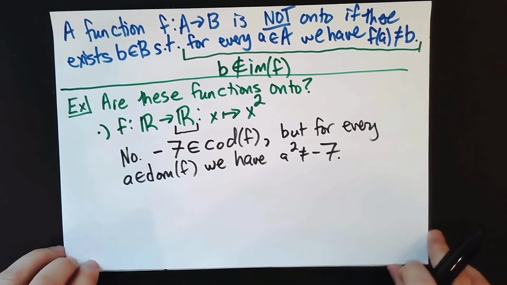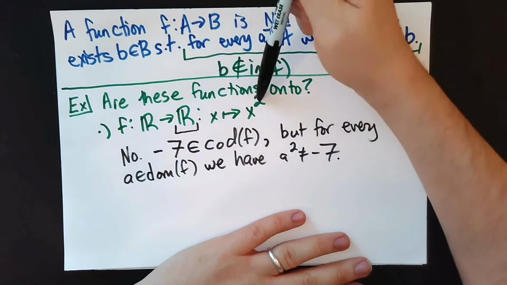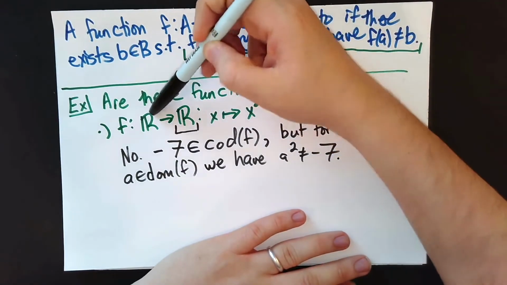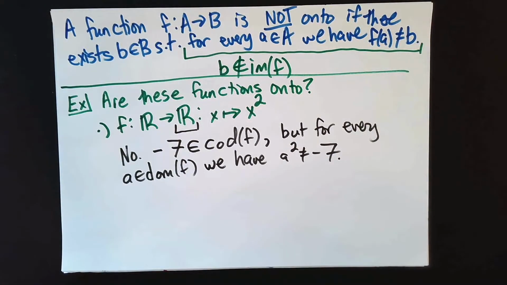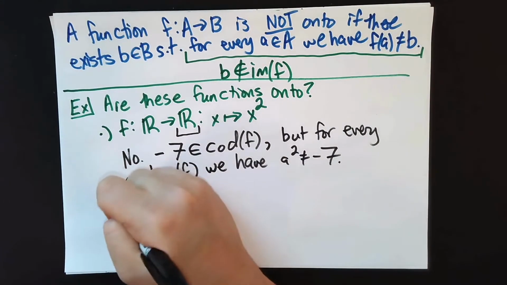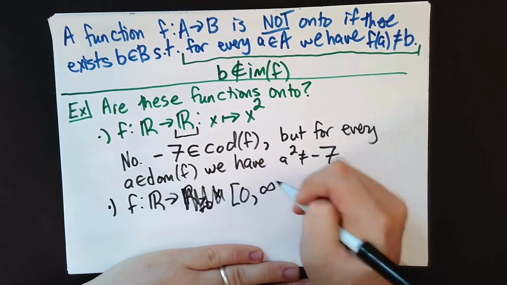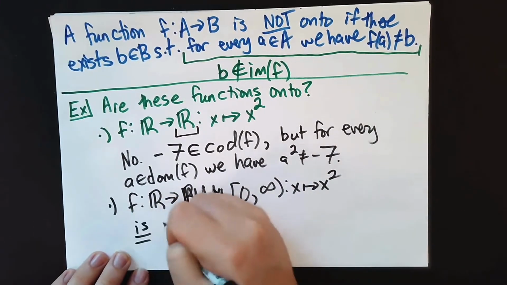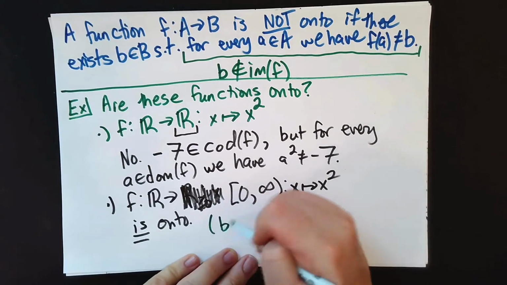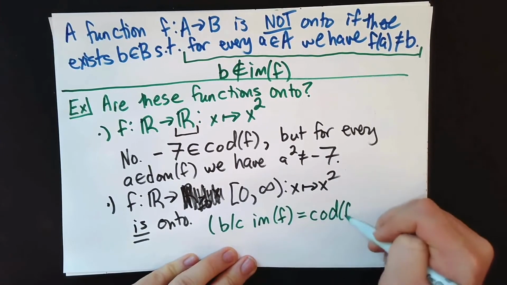Just like we talked about with one-to-one, I want to really point out, before you can talk about whether a function's one-to-one or onto, you absolutely need to specify not just the map x squared, but also the domain and the codomain. And that's because I can make this function onto by just changing the codomain. So if I instead wrote down the function f from R to the closed interval from 0 to infinity that takes x to x squared, now suddenly this function is onto because as we showed last time, in fact, the image of this function is equal to the closed interval from 0 to infinity.